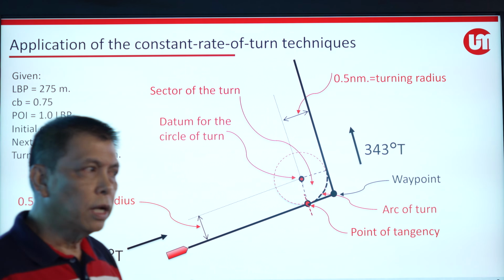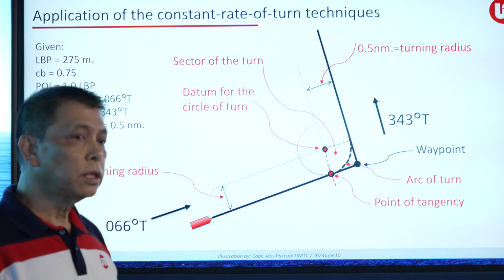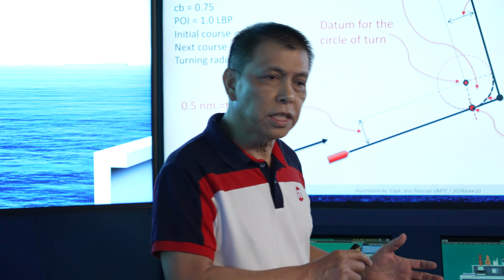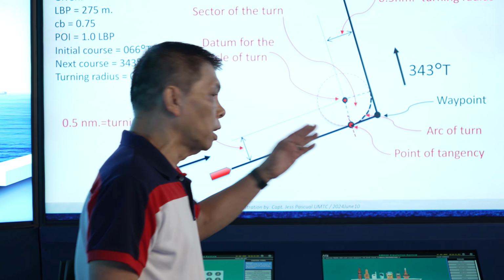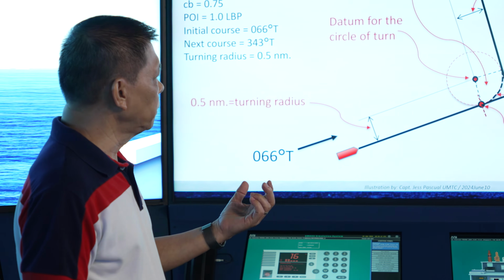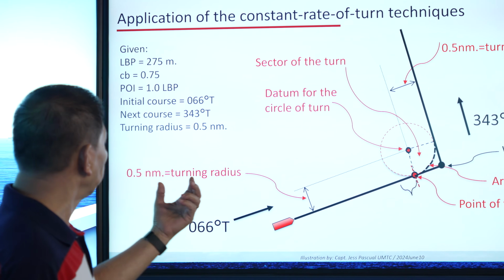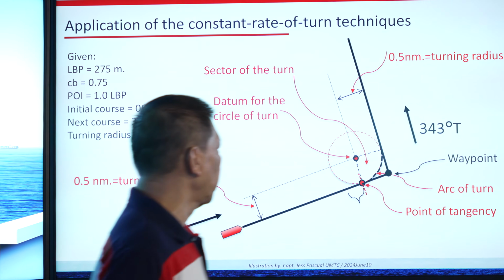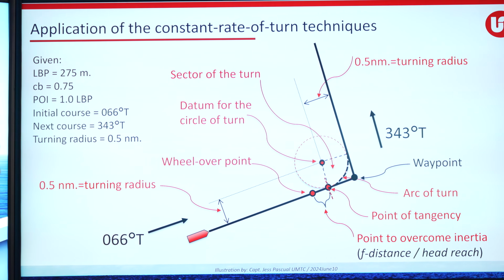But as we have said earlier, ships do not turn as quickly as cars. So we need to make some adjustments. We have to find the point at which we start maneuvering. We can do that by finding the POI from the point of tangency. So you measure one ship's length from the point of tangency, and that point is called the wheel over point.